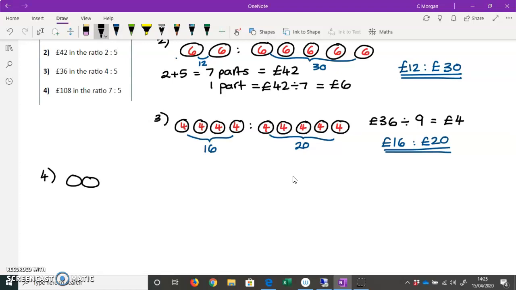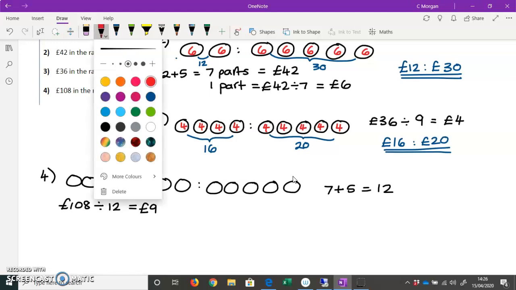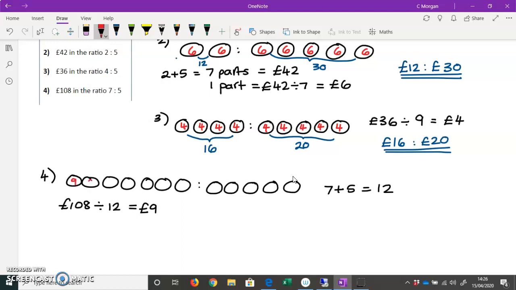So I've got 1, 2, 3, 4, 5, 6, 7 bubbles there, and 1, 2, 3, 4, 5 bubbles there. 7 plus 5 is 12. So I'm going to do £108 divided by 12. Now this is a little bit harder. If you know your times tables, you probably will be able to get this, but if you don't, it's absolutely fine to use a calculator. And I know that 108 divided by 12 is going to give me 9. So I've got a 9 in every single one of those bubbles.